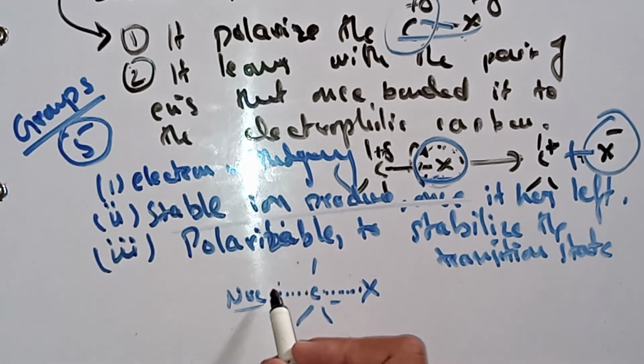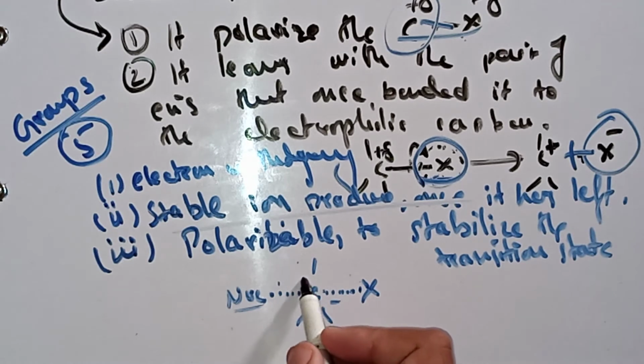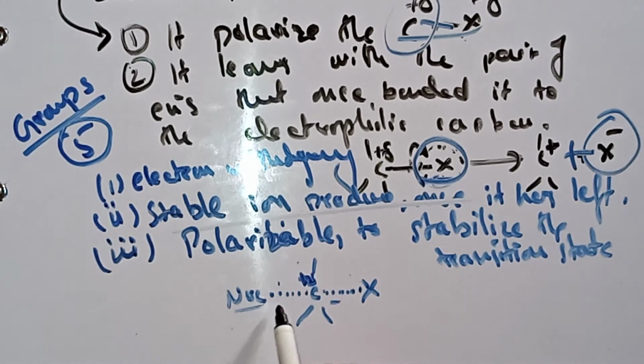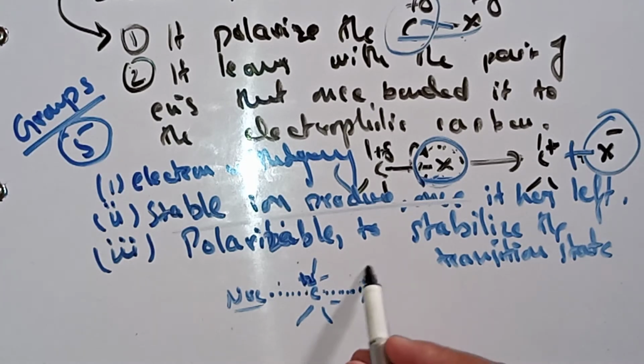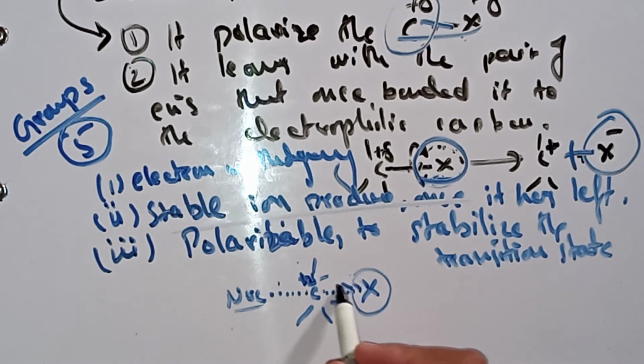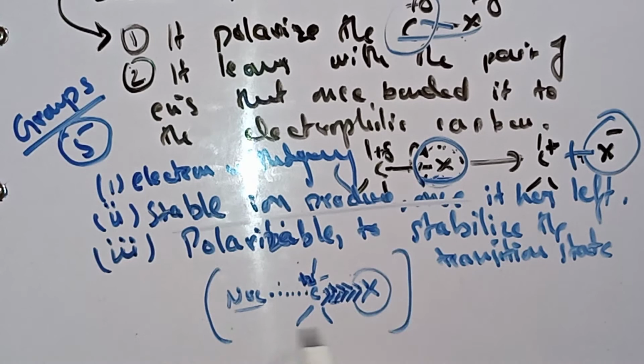In these cases, the electrophilic carbon gains partial electrons from the nucleophile. That's why the carbon becomes negatively charged, and this negative charge is stabilized by the leaving group. When this is a good leaving group, it withdraws more electrons. So that's why the transition state becomes stable.